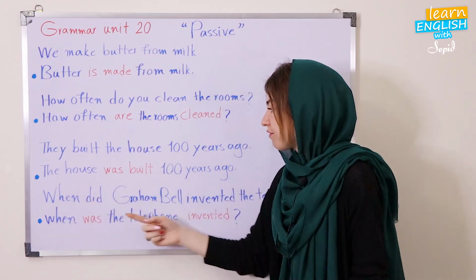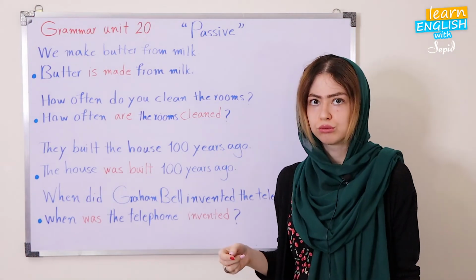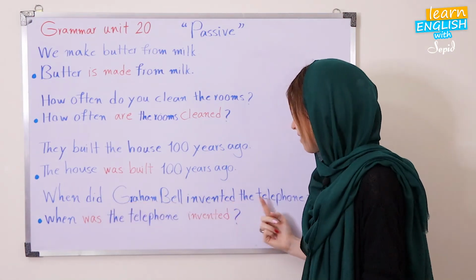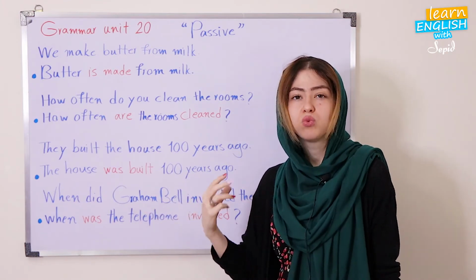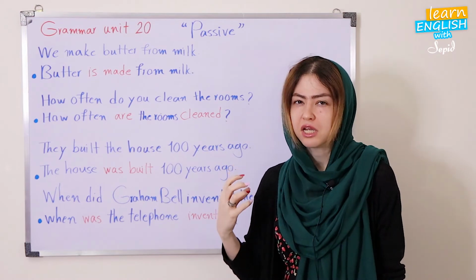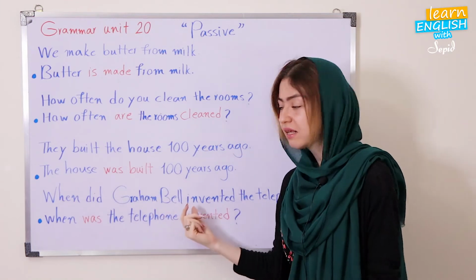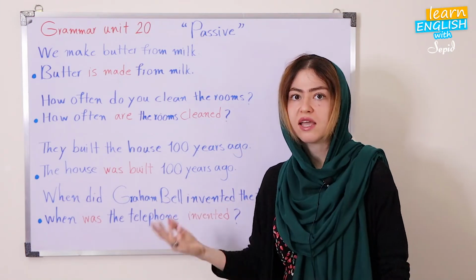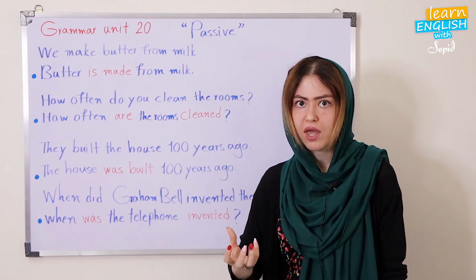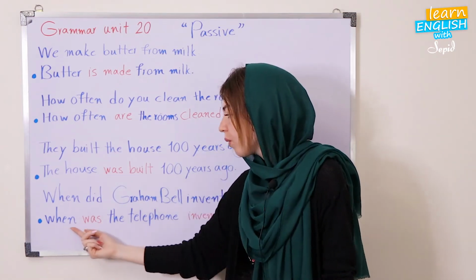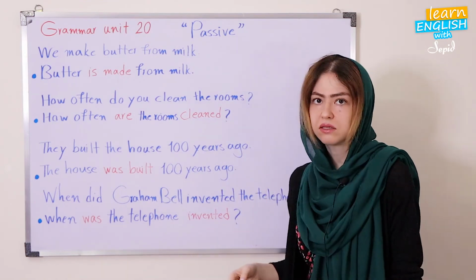So let's go to question form. When did Graham Bell invent the telephone? Here, the person is Graham Bell, but we are interested in the action. We want to know the time when the telephone came into existence. So let's go here. When was the telephone invented?